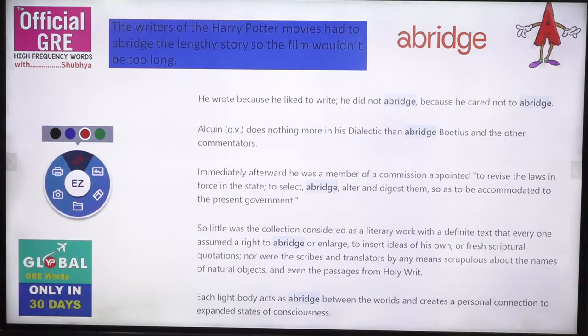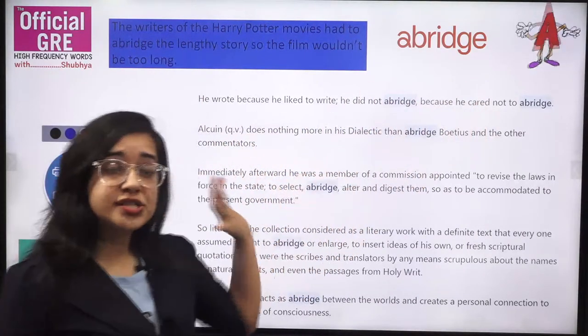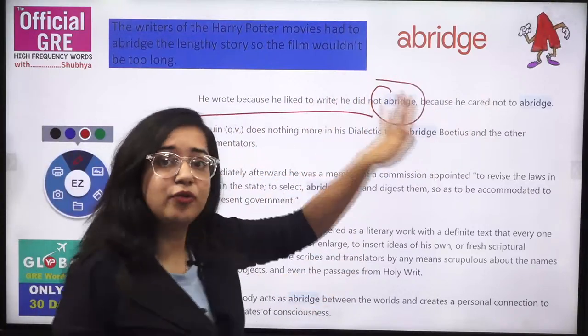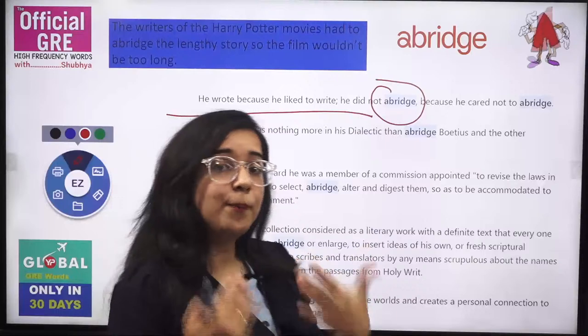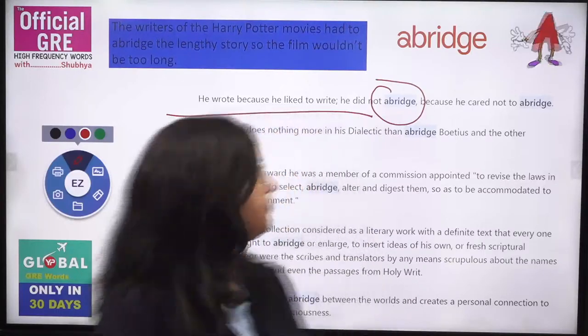He wrote because he liked to write and he did not abridge because he cared not to abridge. Usne likha kyunki wo likhna chahta tha. Usne abridge nahi kiya kyunki wo abridge nahi karna chahta tha. Wo puri story apni explain karna chahta tha, isliye usne usko short nahi kiya.